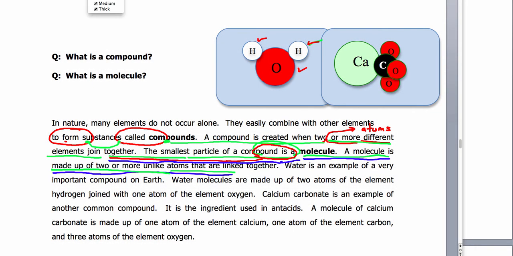So here you see a molecule of calcium carbonate with a calcium atom, a carbon atom in here, and then three oxygen atoms that are actually attached to the carbon atom, and of course the carbon atom attached to the calcium atom.